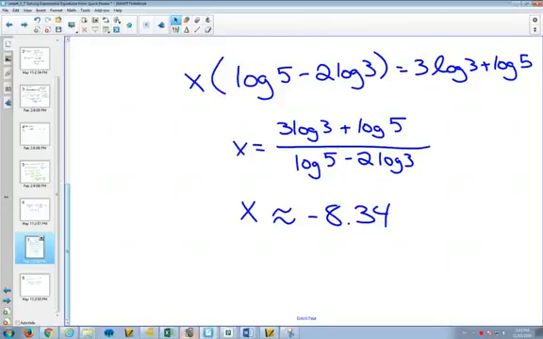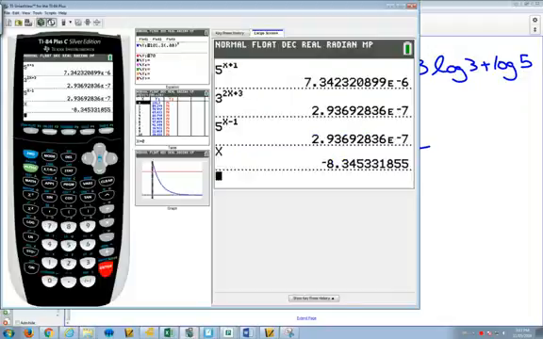No, that was when we checked. So if we go back to our calculator, the x value is negative 8.34. But when we checked it, we had times 10 to the negative 7 for both of them.